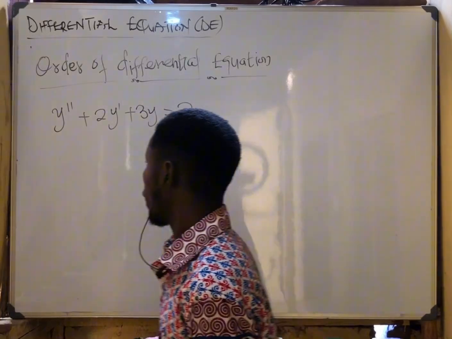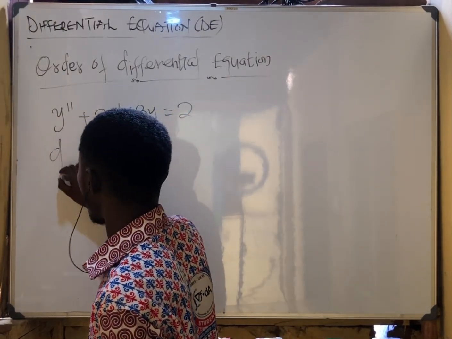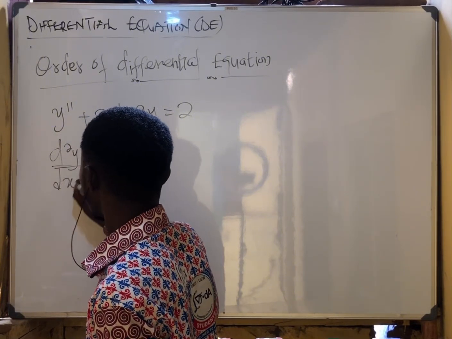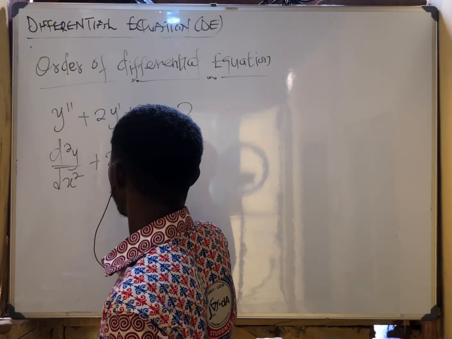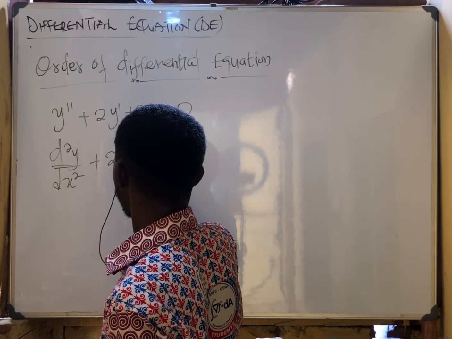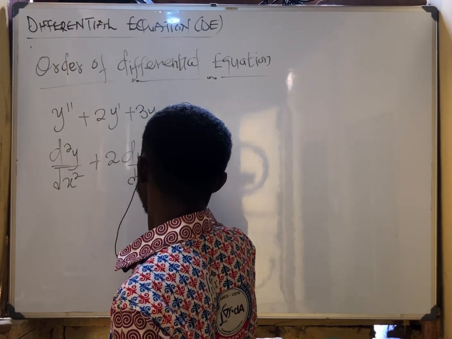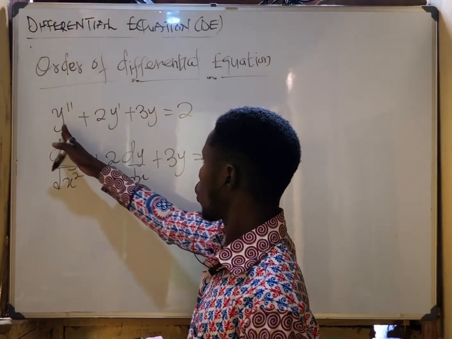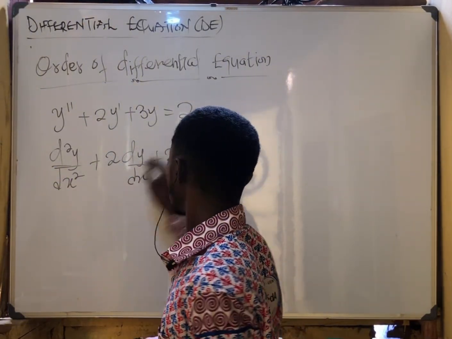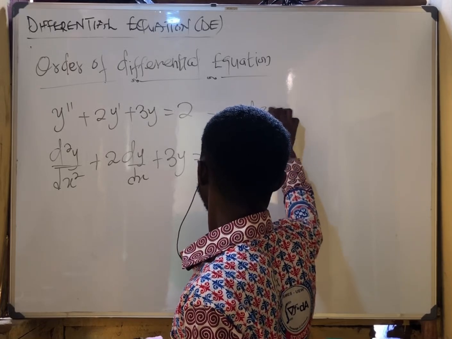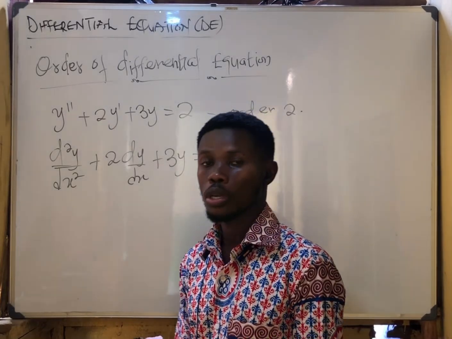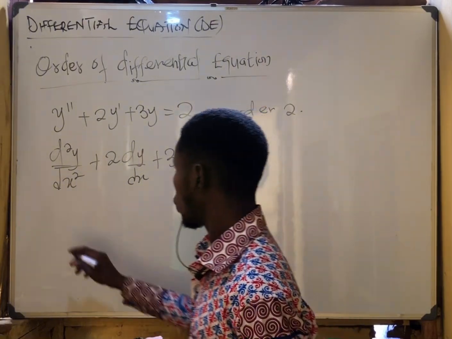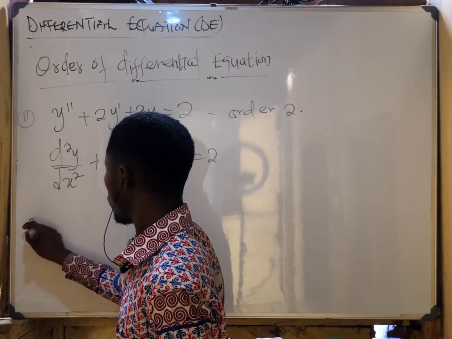Is that okay? In other notation, I can write this one as d squared y/dx squared plus 2 dy/dx plus 3y equals 2. Is that okay? So the order here is what? Order 2. It's order 2 because you look at the highest derivative. Is that alright? So let's take another example.